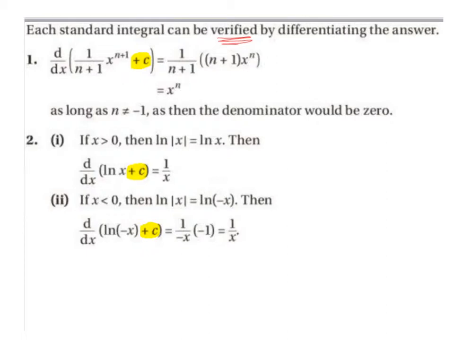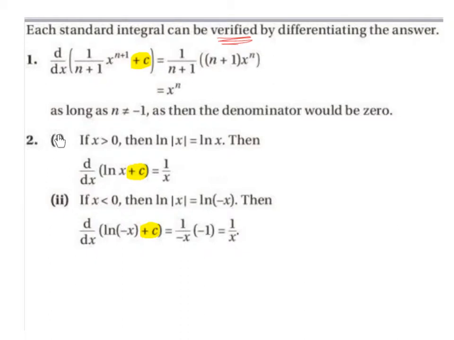So what happened here was we were differentiating with respect to x. Since the x is here, x to the power of n plus 1, we bring the power down in front, so the n plus 1 comes down in front, and we reduce the power by 1. N plus 1 minus 1 is n. And obviously to differentiate c, you just get 0. And then 1 over n plus 1 multiplied by n plus 1 is just 1. So you get 1 x to the power of n, which is just x to the power of n. This is as long as n is not equal to minus 1, as then the denominator would be 0.